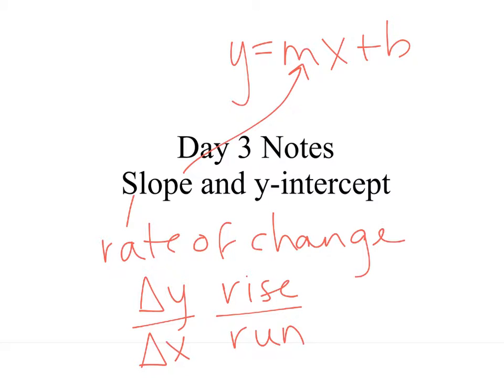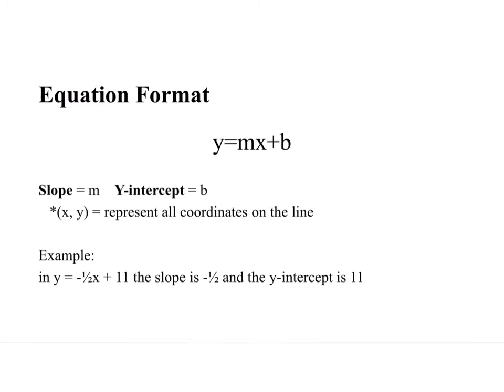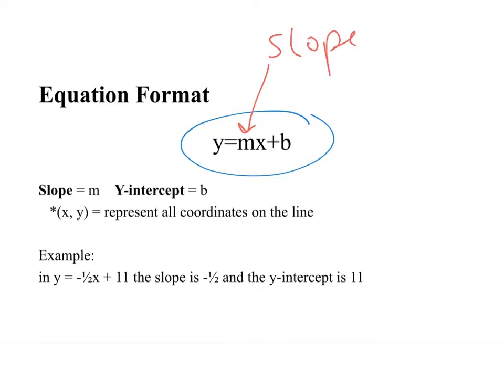Then when we're talking about our y-intercept, remember that's our b. It's where it crosses the y-axis. So, just a couple things to think about. Make sure that this formula is one that's sticking in your head. Remember, slope is the m. That's your slope. And then the b, remember, that is your y-intercept.